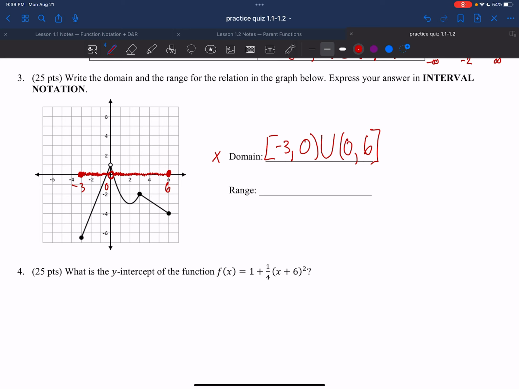Okay. Now for the last one. I'm going to switch colors here. So blue. So for the range, we want to find where's the smallest, right? Where's the lower bound and where's the upper bound, and just pay attention to any discontinuities. So I see that the lowest value is about right here. And I'm just going to estimate, right? I'm going to say that's approximately negative 6.5.